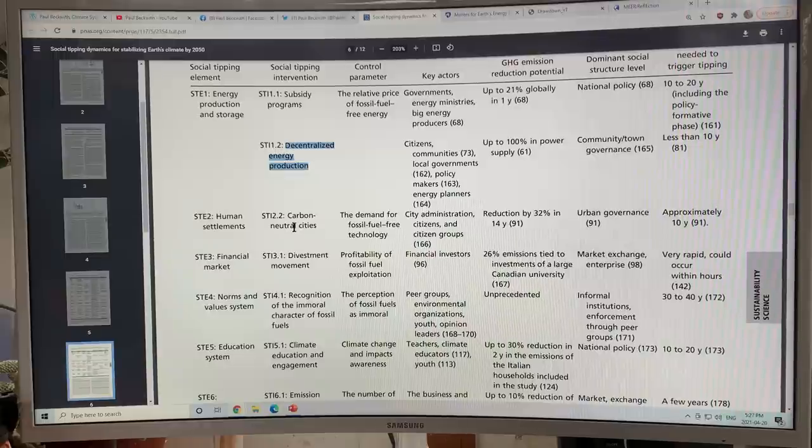Human settlements, okay, we need carbon neutral cities. We need to get rid of the demand for fossil fuel technology, increase the demand for fossil fuel free technology. Most people live in cities, more and more people are migrating to cities. So this is a key area. This is social tipping element number two.